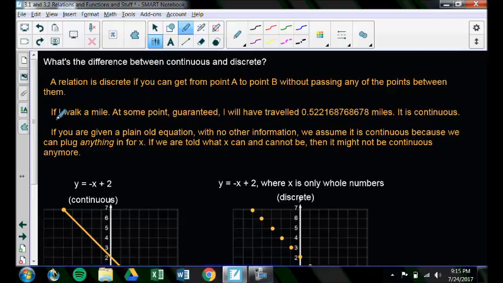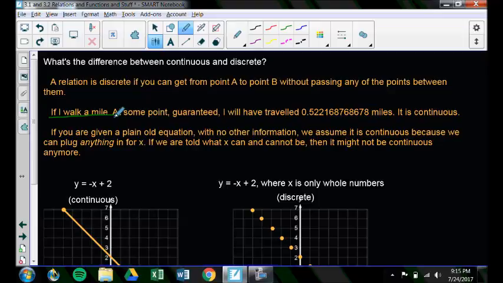Suppose I go for a walk, and think about a relation as being, well, a relation is continuous if I pass all the points in between. If I walk a mile, at some point, I'm guaranteed to have passed 0.522168768667866 miles. Okay? Because I'm passing all the points in between 0 feet and 5,280 feet. I'm covering a mile. I'm passing all the space in between. That is continuous. I can't go from 10 feet to 50 feet. I can't teleport. If I could, then it would no longer be continuous, but I can't.